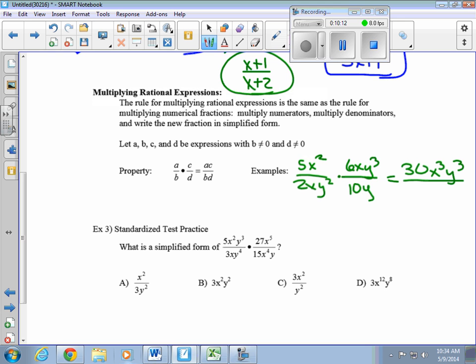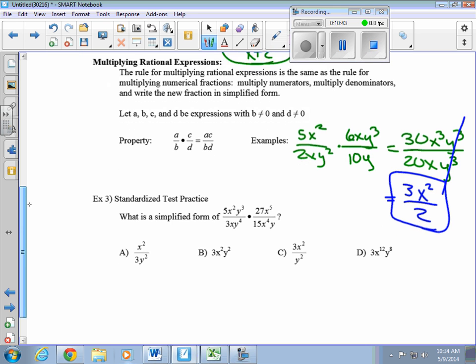2 times 10, if we go now to the denominators, 2 times 10 is 20. We're going to have x y cubed. And now we just start reducing stuff. The y cubes cancel out. We have 3 x's in the numerator and 2 x's in the denominator, so that's going to be x squared. And 30 divided by 20 reduces to 3 halves. So we would end up with 3x squared over 2.